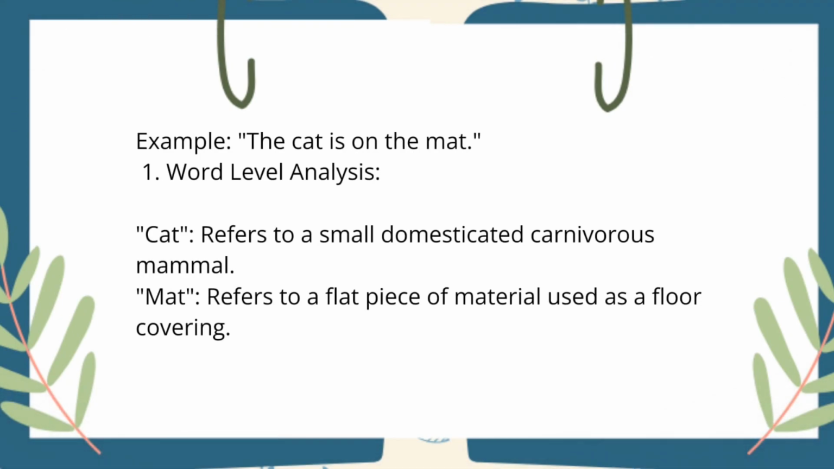Now, let's take a look at the example. The cat is on the mat. In word-level analysis, cat refers to a small domesticated carnivorous mammal, while mat refers to a flat piece of material used as a floor covering.